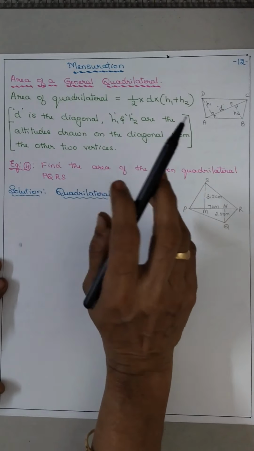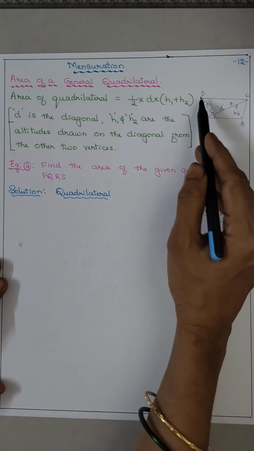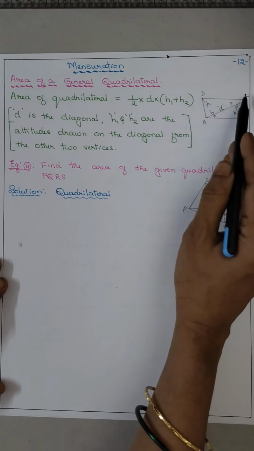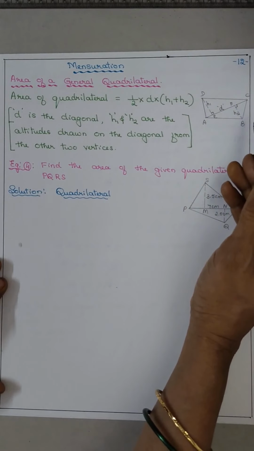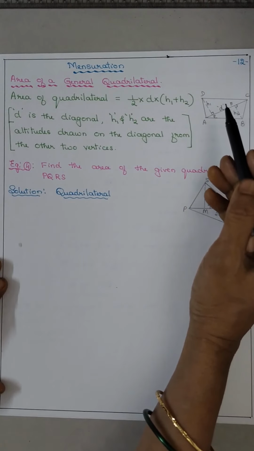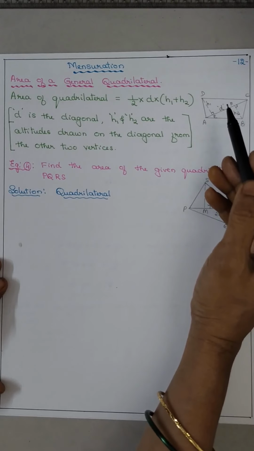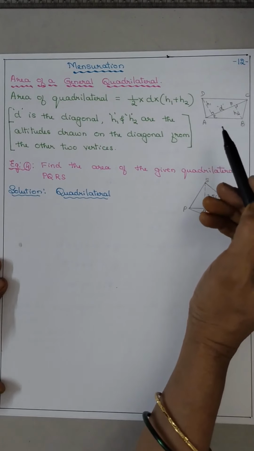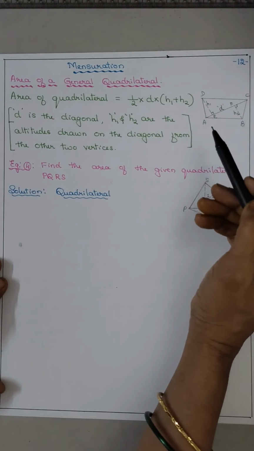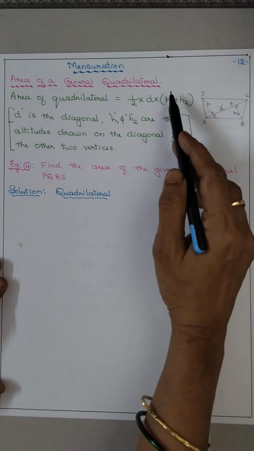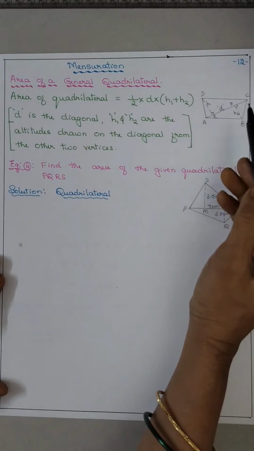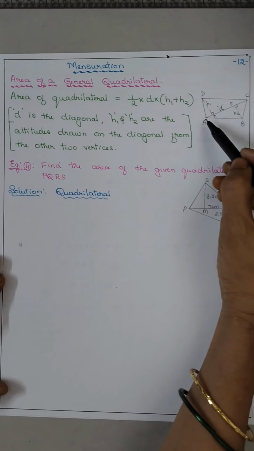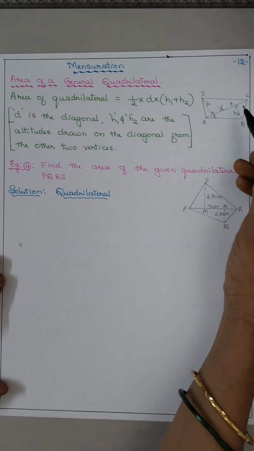two other vertices. Quadrilateral means a four-sided figure. Square, rectangle, parallelogram, trapezium, rhombus are all quadrilaterals. But they have some property, like in the square all sides are equal, in the rectangle opposite sides are equal. So this is the area of a general quadrilateral. Okay. Now, what do diagonals mean? The line joining the opposite vertices.